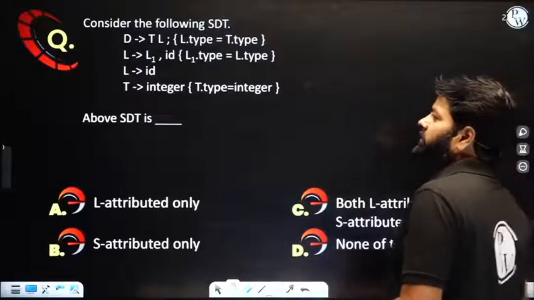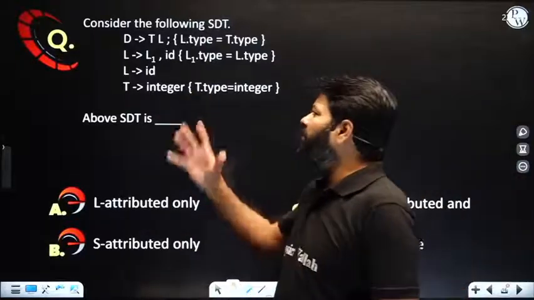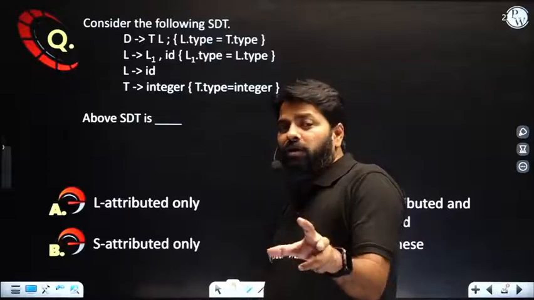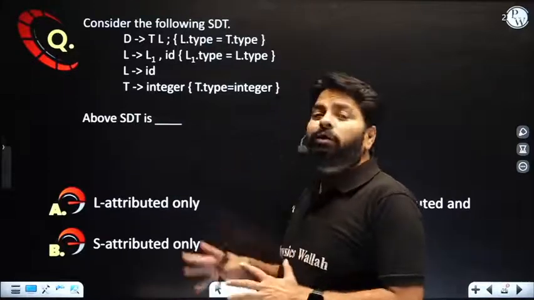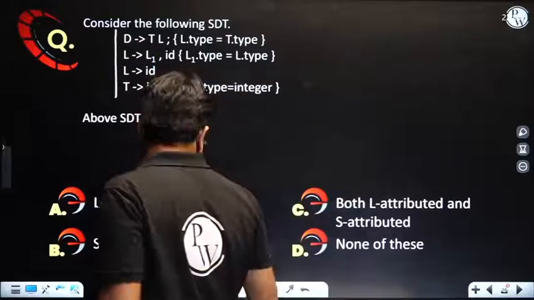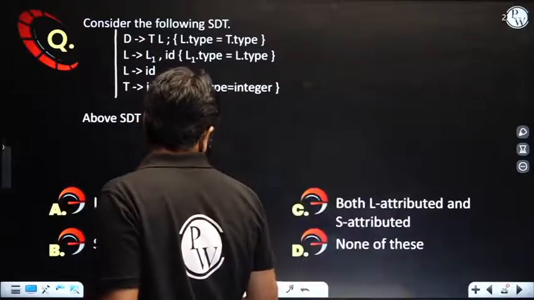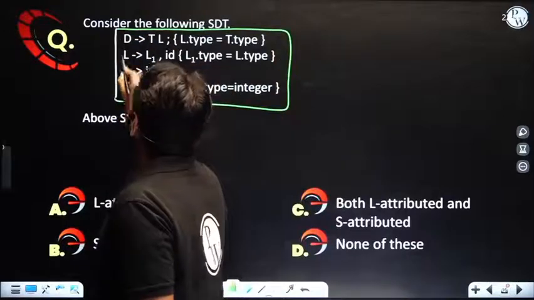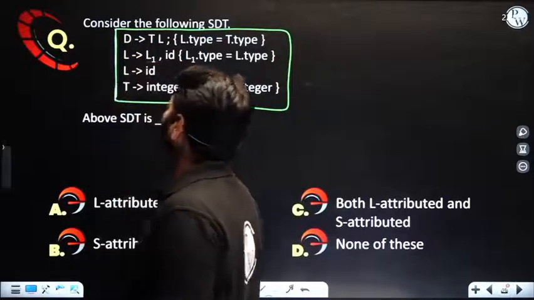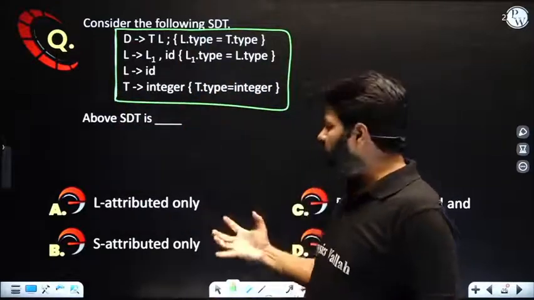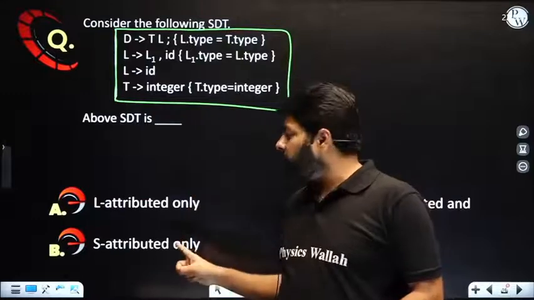Okay, first question. Earlier we knew the grammar, but that time we were looking at the type of attribute only. Here we are looking at the whole grammar. Here this grammar is what? Is it L-attributed or S-attributed? What is this SDT? What definition is it following, L-attributed or S-attributed?